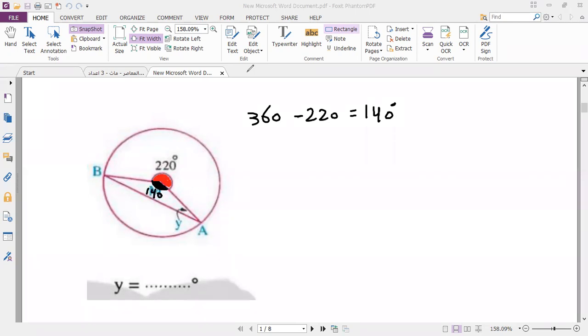And this triangle is an isosceles triangle because MA is a radius and MB is a radius. So the size of angle A is the same as the size of angle B because the triangle is an isosceles triangle. So the measure of angle A equals (180 minus 140) divided by 2, which equals 20 degrees.